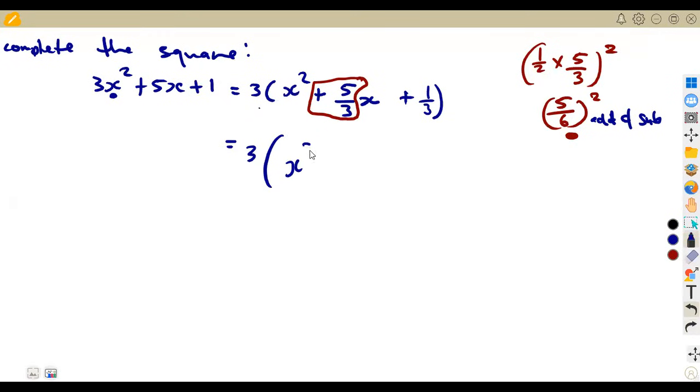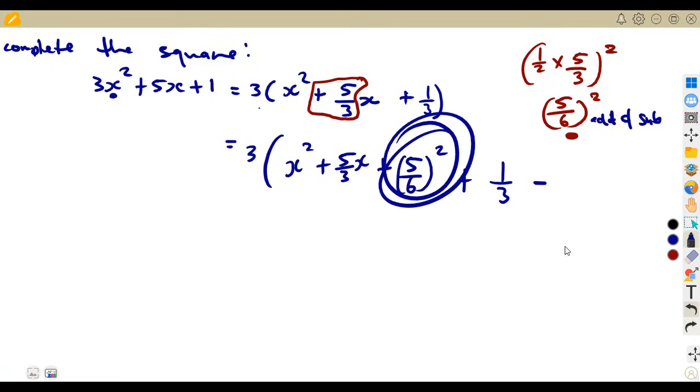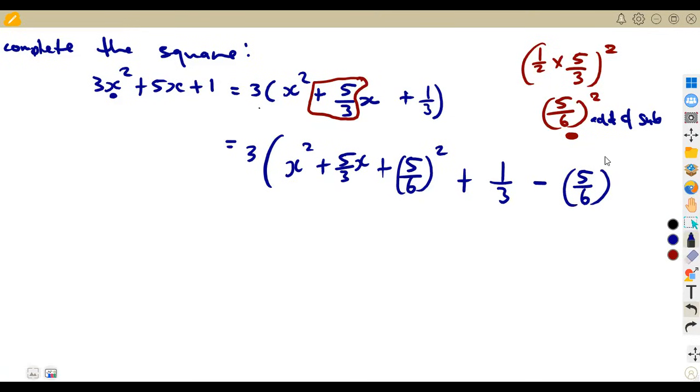So this is going to be x squared plus 5 over 3. We have to complete this quadratic here to be a perfect square. So we add the square that we have, which is 5 over 6. So that will be 5 over 6 squared. All right. Then we have a constant that was already there. We just write it as it is. So it's going to be plus a constant of 1 over 3. Then we subtract that square that we added. So we are going to subtract 5 over 6 squared like this.